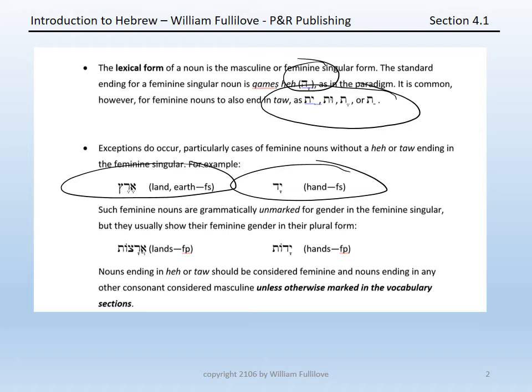Such nouns, when they are pluralized, usually do show their feminine gender in the plural form. For example, aratzot, lands, with a feminine plural ending ot, or yadot, feminine plural, hands, again with the feminine plural ending ot. In your vocabulary, unless a word is marked otherwise, if it ends in a hey or tav and is a noun, you should consider it feminine. Nouns that end in any other consonant should be considered masculine unless they are marked otherwise.